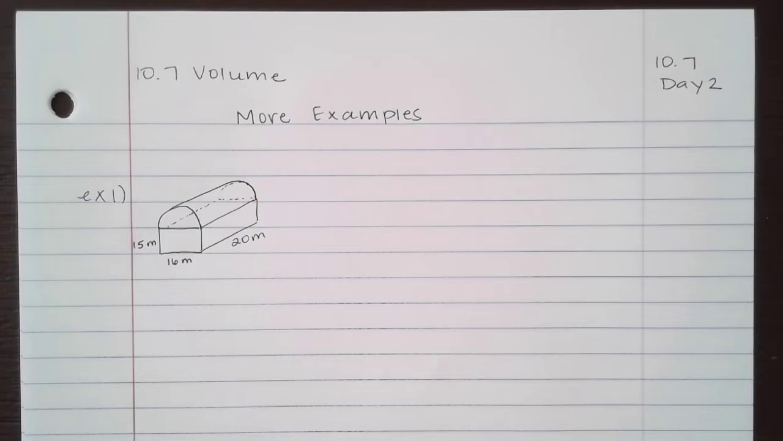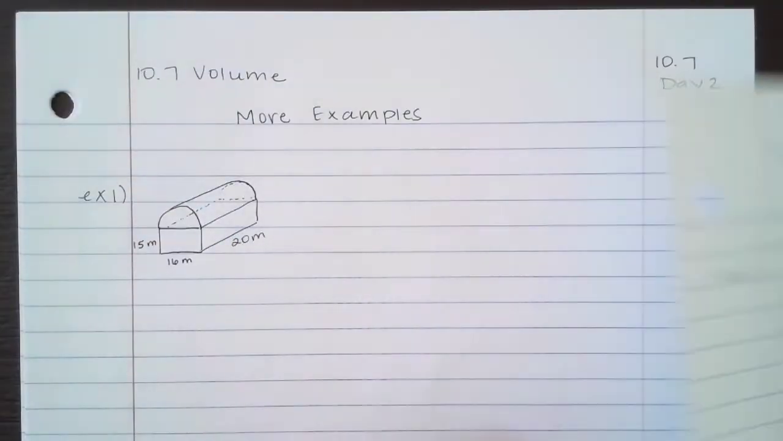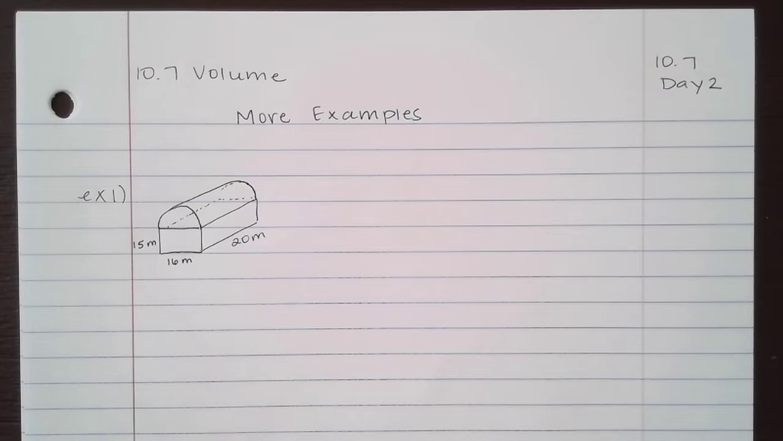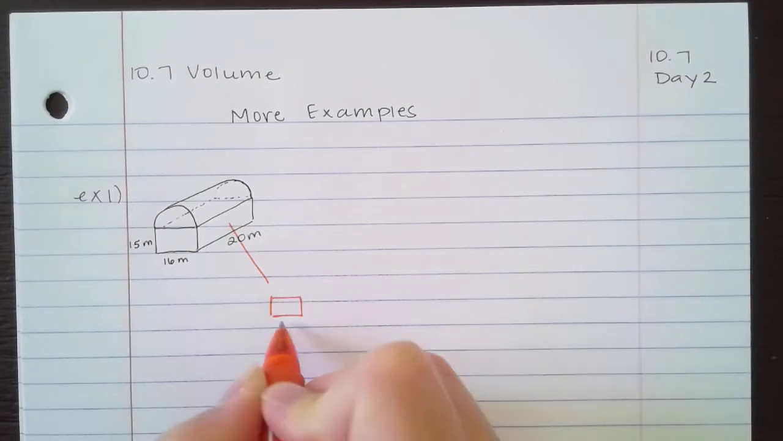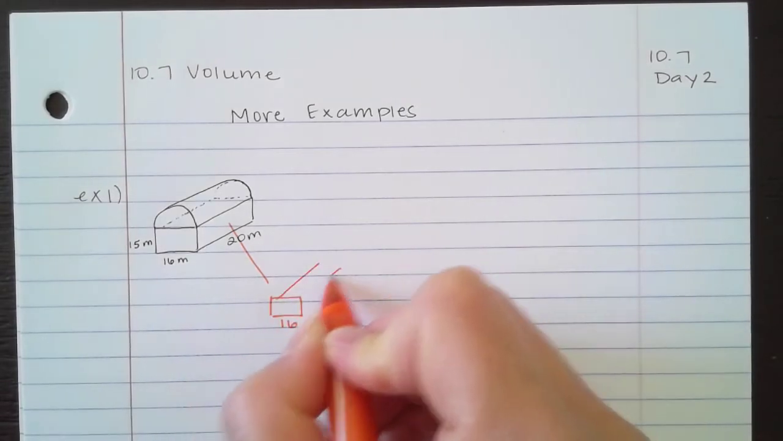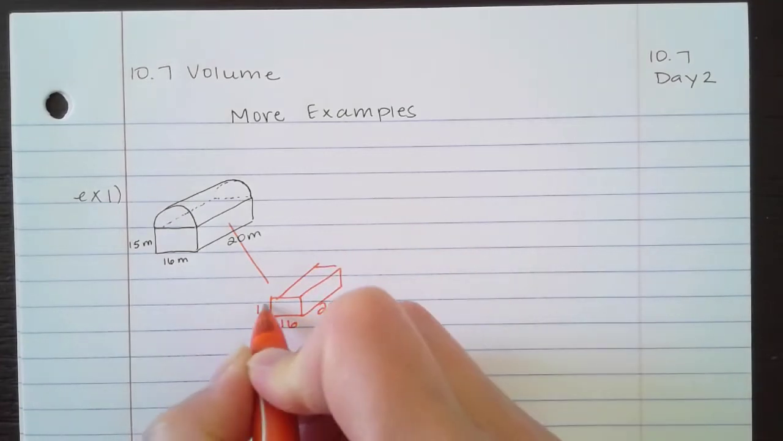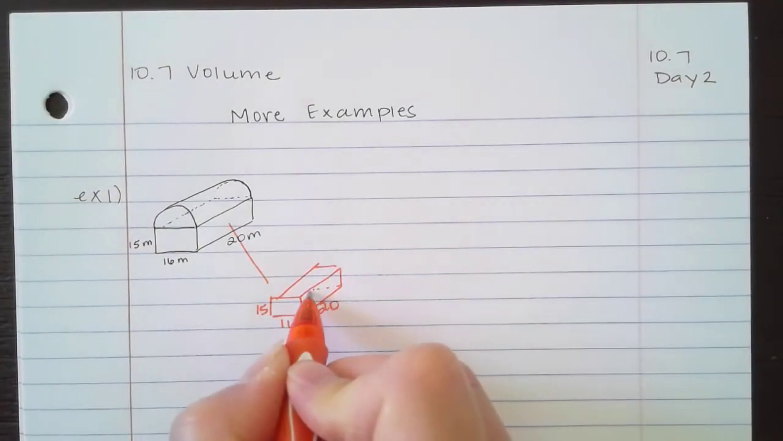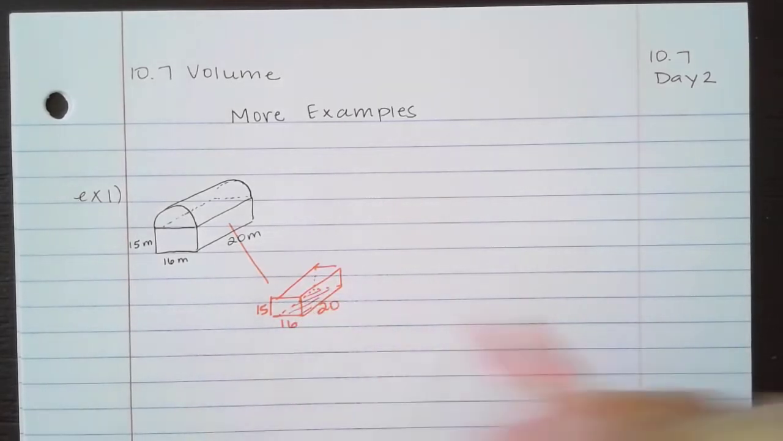Just like when we've been doing composite figures, what we did last time was we had a composite figure and we drew out both textures. I'm going to do a very similar thing here. Down below, I'm going to do two different pieces. I'm going to have a rectangular prism, 16, 20 and 15. Behind there, I'm going to draw that 3D piece because I need the area of the base.